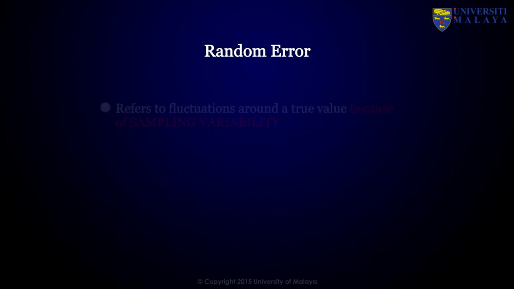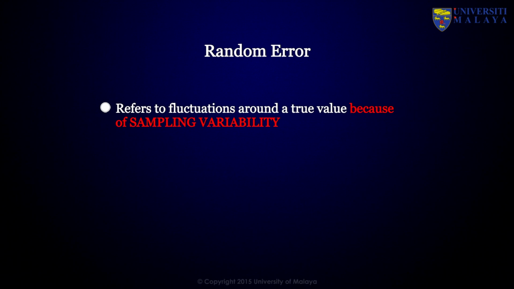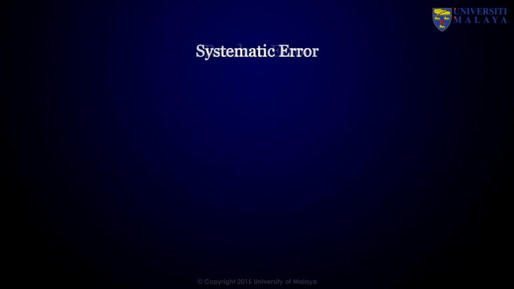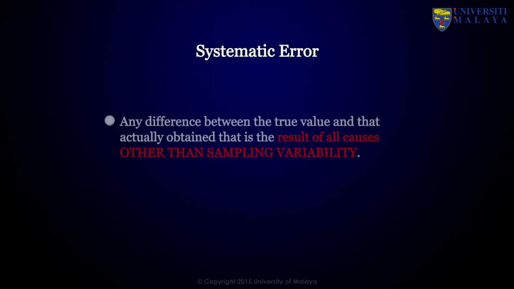Random error refers to fluctuation around a true value because of sampling variability. This is the divergence, due to chance alone, of an observation on a sample from the true population value. Whereas systematic error is any difference between the true value and that actually obtained that is the result of all causes other than sampling variability.